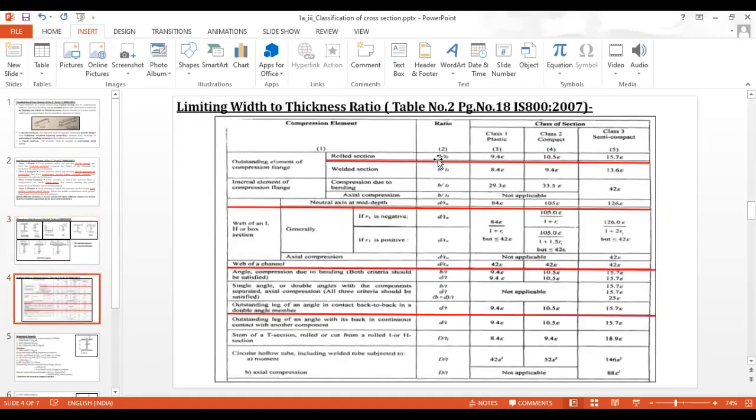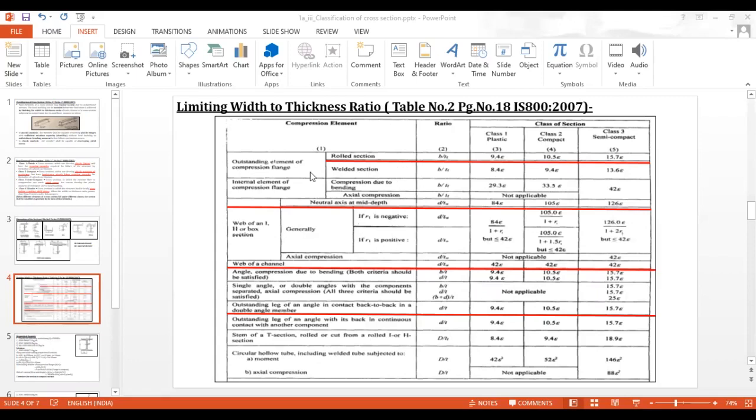If the ratio of B upon TF is less than 9.4 epsilon, then the section is classified as a plastic section. If this value of B upon TF is in between 9.4 to 10.5 epsilon, then the section comes under the compact section. And if the value is in between 10.5 to 15.7 epsilon, the section is classified as a semi-compact section.